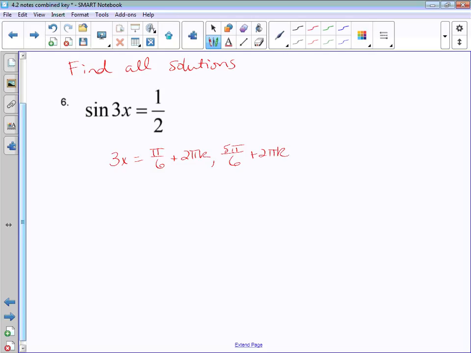Almost. The whole point of this is we're solving for x, right? Gotta divide by 3. Literally, I'm dividing everything by 3. So, what is pi over 6 divided by 3? Pi over 18, good. And then 2 pi k over 3 is going to be 2 pi k over 3, okay? And so what's the next one going to be?